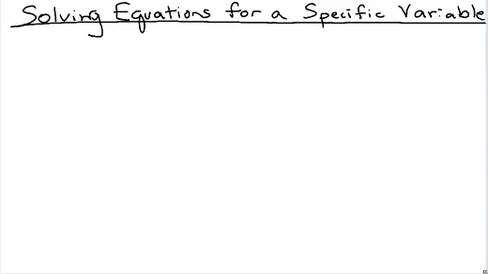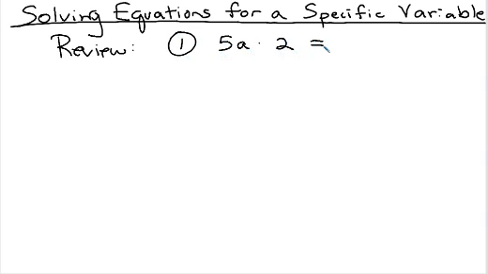All right, today we're going to start solving equations for a specific variable. But before we do that, I want to review a couple of algebra skills that we're going to need as we do this. And one of those is if I want to multiply 5a times 2. These are just algebra skills we're going to need today. 5a times 2, we are allowed to do that, and that is 10a.